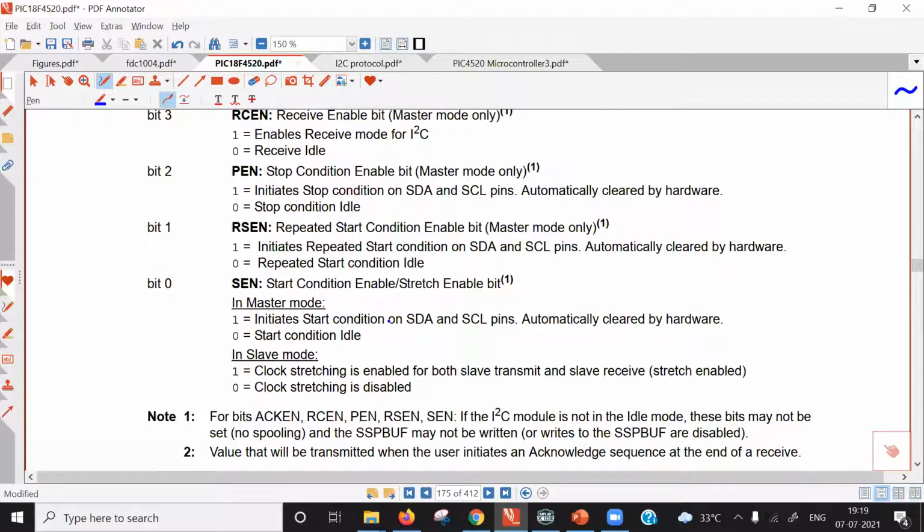SEN, in master mode, initiates the start condition. Through program, we must set this bit to 1 to initiate the start condition on the I2C bus, whether it is for read or write operation. This bit must be set to 1 to initiate start condition. When this bit is set to 1 and the bus is free, the I2C module pulls down the SDA pin to low, indicating that the I2C protocol is about to begin.